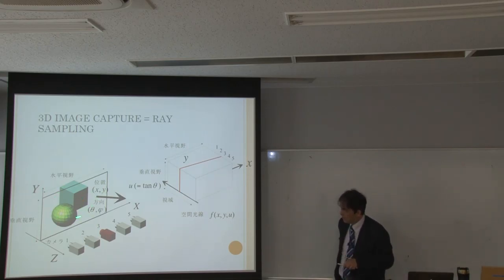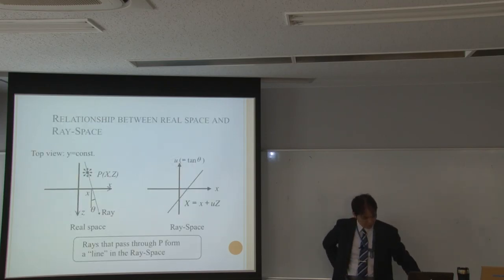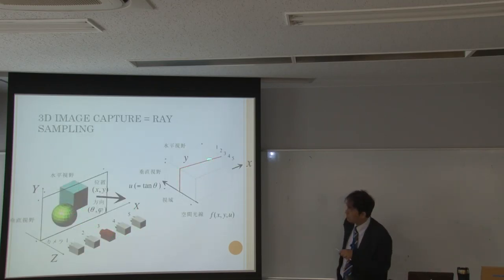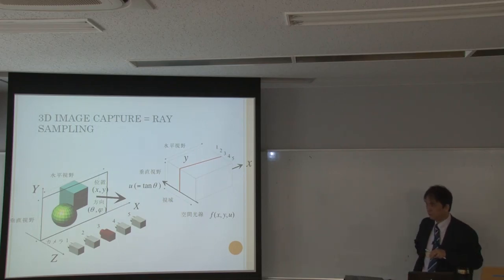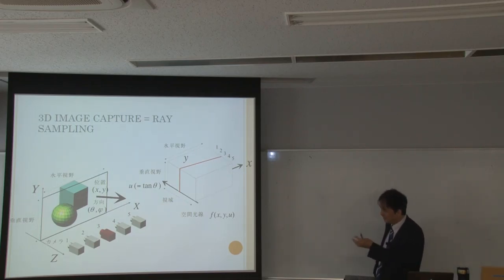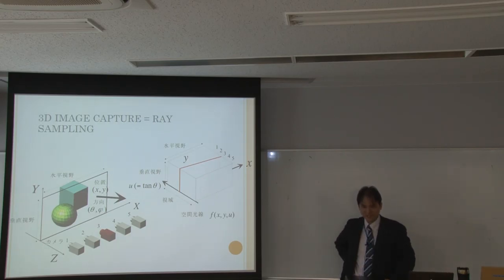We capture a 3D scene by using many cameras, for example. One camera captures light rays which pass through the aperture of this camera. Based on this relationship, these light rays form a line here. And if we pile them up along the y-axis, we can get this kind of box. We call it yokan in Japanese, and uiro in Nagoya. So we call this the uiro model in Japanese.